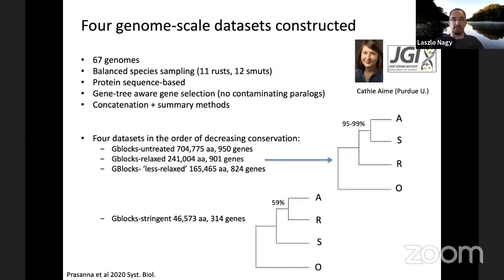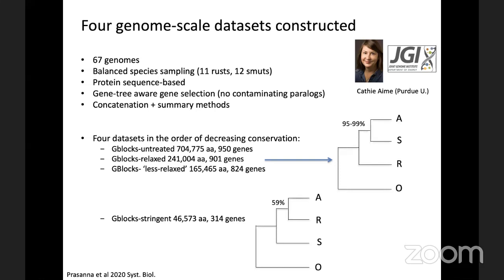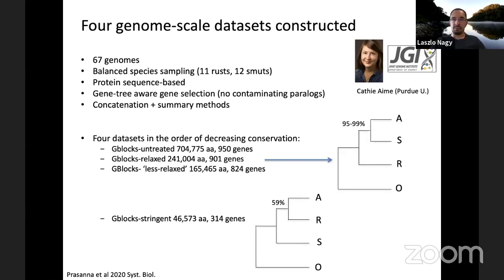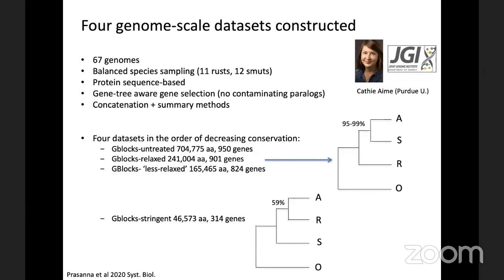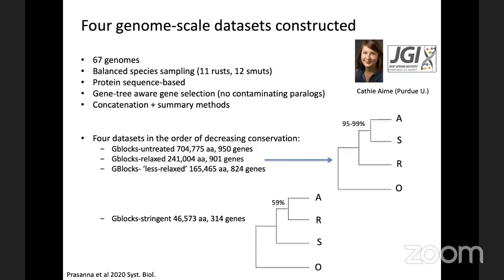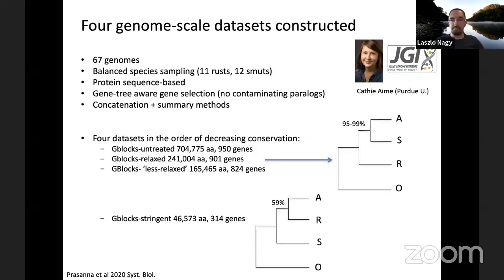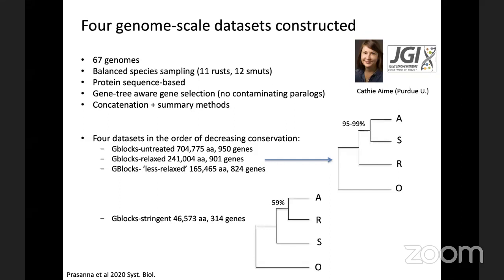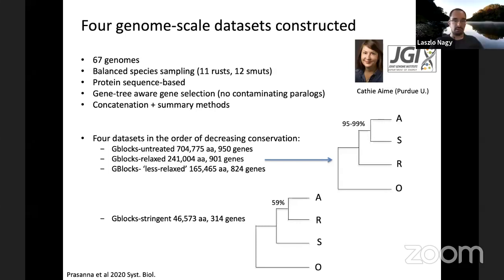and we selected our phylogenetic markers based on a gene tree aware strategy. So basically, we were inspecting each of the gene trees for terminal versus deep duplications. And if there are only terminal duplications or no duplications in a gene family, we accepted those as potentially good markers. Whereas if there were deep paralogs, then we rejected those gene families because it can cause problems in inferring the right gene tree topology.